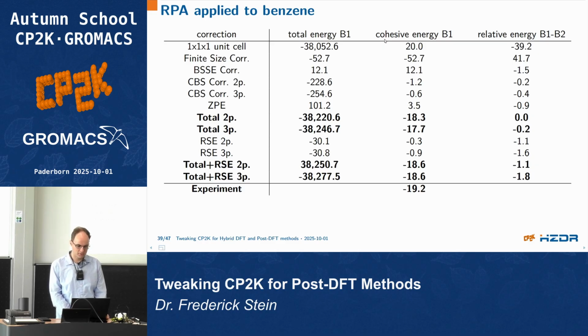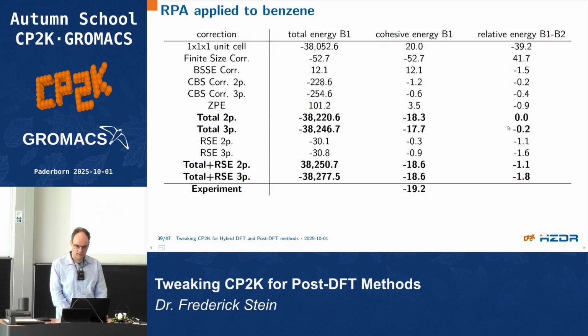I used an additive scheme for two benzene dimers in order to estimate the cohesive energy and also the relative energy between both polymorphs. What we can see is that we are already pretty close to the experimental results in the case of the cohesive energy of the benzene crystal, especially if we consider post-RPA methods to correct for some of the flaws of RPA.